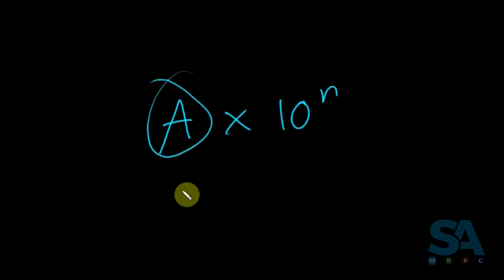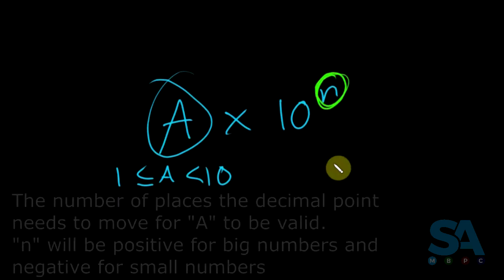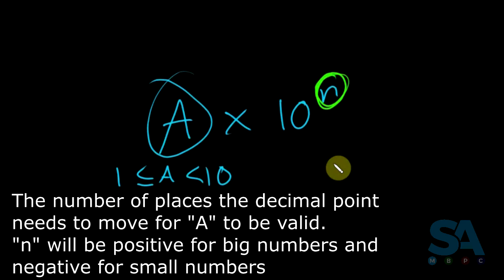A number written in standard form must always be in exactly this form: a times 10 to the n. Now this a here must always be a value between 1 and 10. So the interval is like so. Notice here that the value can't quite be 10, but any value from 1 up to but not including 10. This value here, n, tells you the number of places that the decimal point needs to move. Keep in mind that n is positive for big numbers and negative for small numbers.